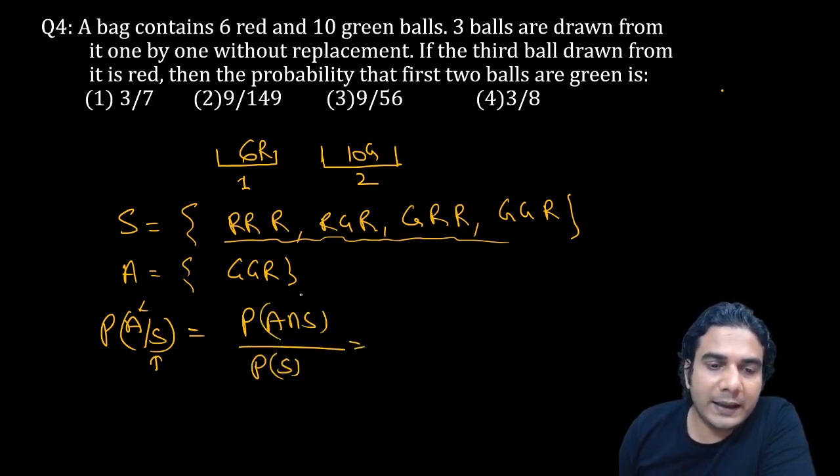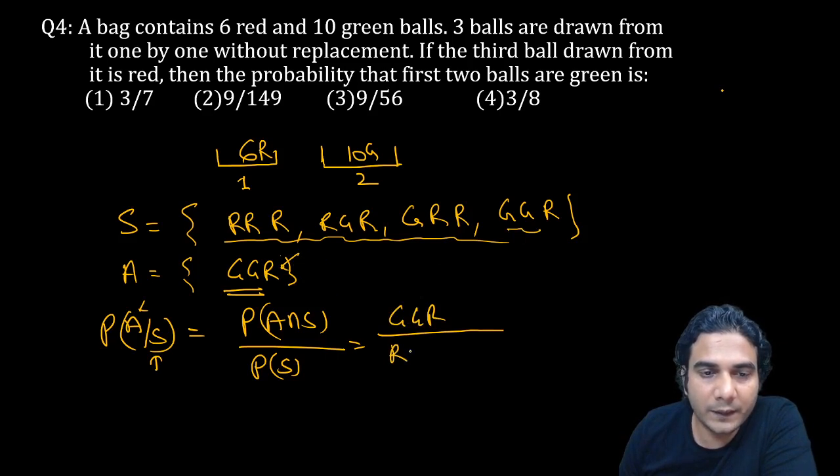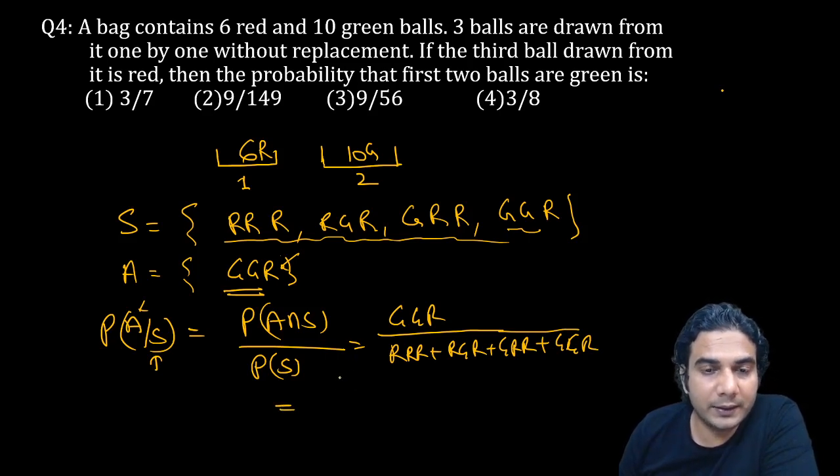So P of A intersection S is nothing but this only, because this event is common with this, right? Out of 4, one of these events is happening. So that means green, green, red. You need to write the probability of this event divided by the probabilities of R, R, green, R, green, R, plus green, green, R, all right? So this was the proper way of doing this. Now green, green, red.